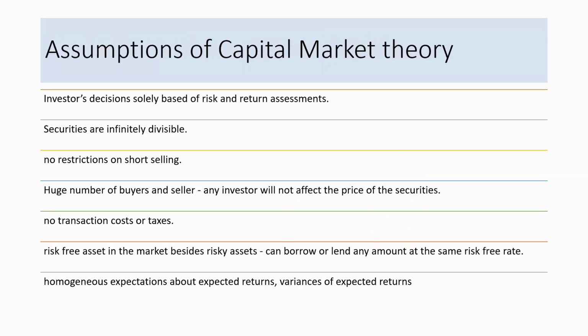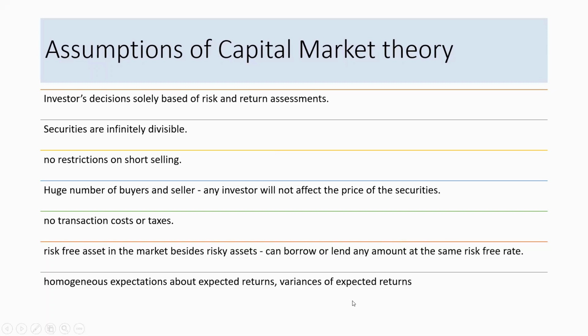Now, these are a few assumptions of the capital market theory. And the first and most important assumption was the risk-free asset. A risk-free asset in the market beside the risky asset. Because risky assets differ in risk and preferences, investors may vary. But for risk-free assets, every investor has the same basis, that at least I want this particular risk-free return. And you can invest and borrow or lend any amount at the risk-free rate.